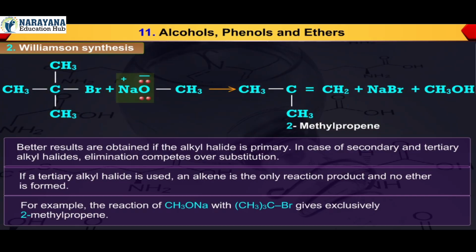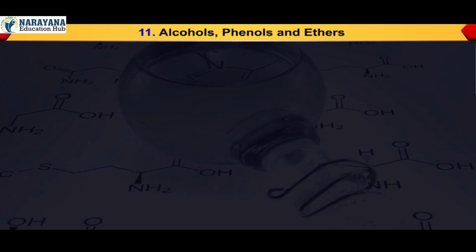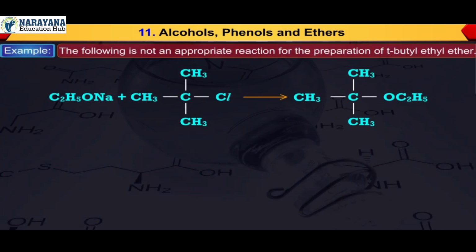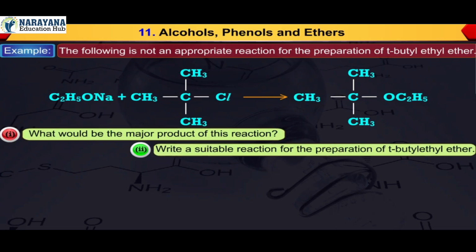(CH3)3CBr + Na+O-CH3 gives (CH3)2C=CH2 + NaBr + CH3OH. It is because alkoxides are not only nucleophiles but strong bases as well. They react with alkyl halides leading to elimination reactions. Example: the following is not an appropriate reaction for the preparation of tertiary butyl ethyl ether. 1. What would be the major product of this reaction? 2. Write a suitable reaction for the preparation of tertiary butyl ethyl ether.